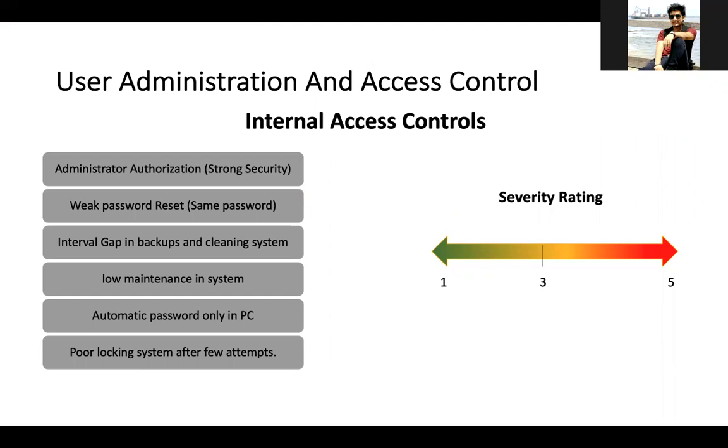In the internal access control, they have strong administrator authorization for each user, where only employees with a high-level position can access. But whenever a password is reset, all users are directed to the same password, which is a higher risk because anyone can access their account information. Backups are not done in a timely manner, and automatically generated passwords can only be found on PCs rather than on a different operating system. That makes the system complicated, and that's why it is at a moderate level.